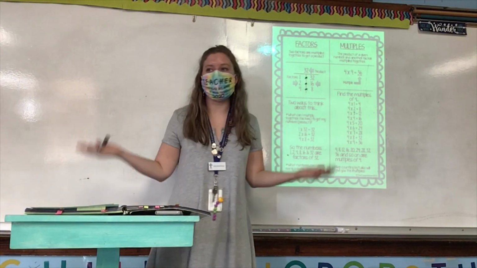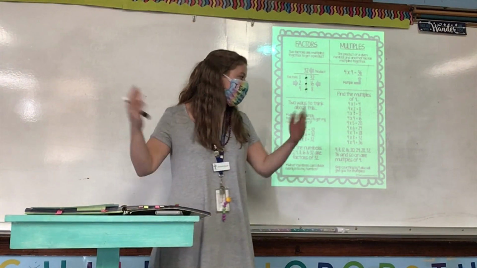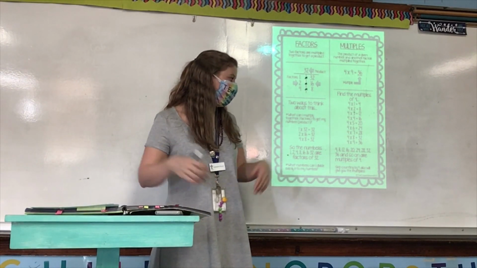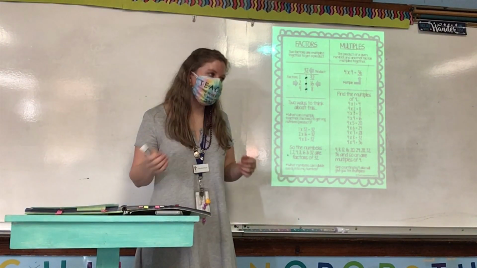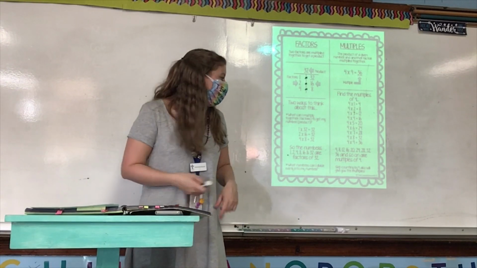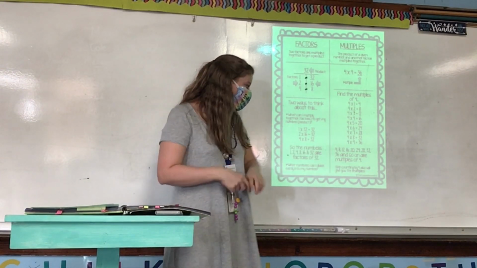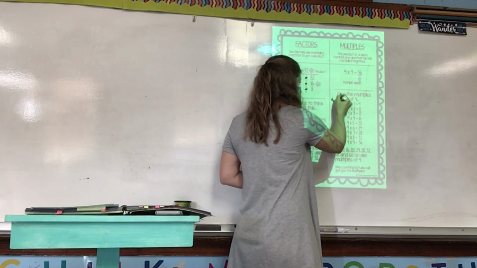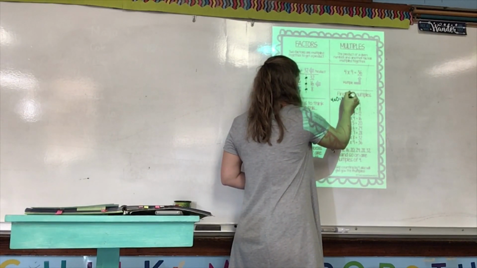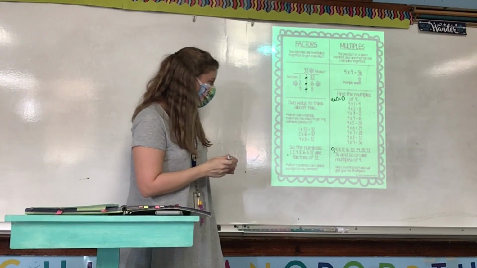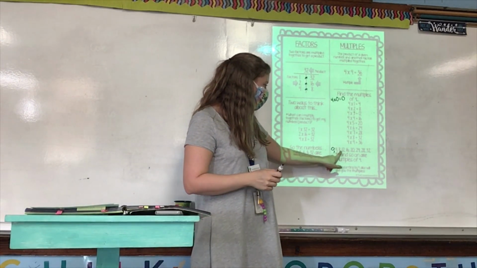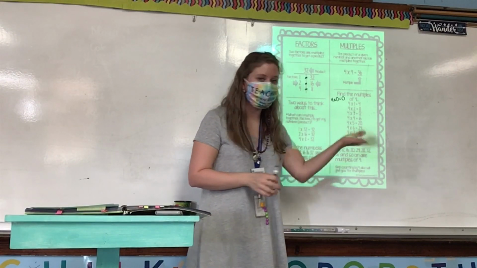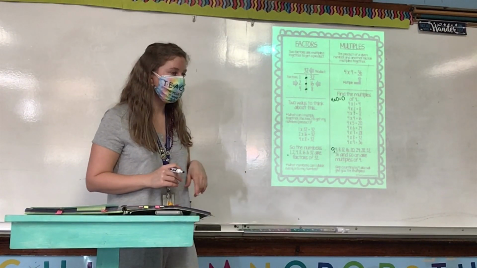4 times 5 is 20. 4 times 6 is 24. 4 times 7 is 28. 4 times 8 is 32. 4 times 9 is 36. So that means 0, because 4 times 0 equals 0. 0, 4, 8, 12, 16, 20, 24, 28, 32, 36, and so on are multiples of 4.